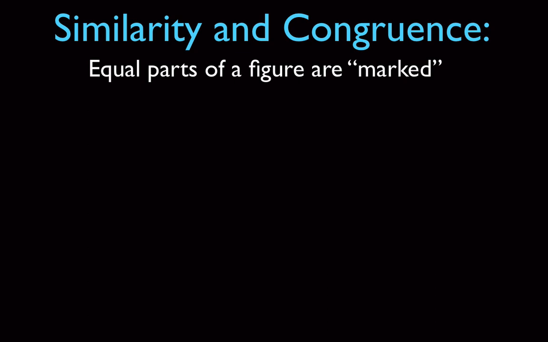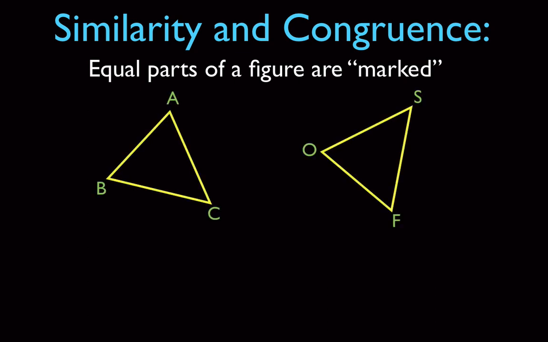So equal parts of a figure are marked. Here's how we mark them. First of all, label your triangles. The way they mark them, if I want to say, hey, this side and this side are equal, they'll use one dash mark, as I've done here. If I then want to say two other sides are equal, I have to use two dash marks, because if I just use one again, how am I going to know which one I'm talking about?